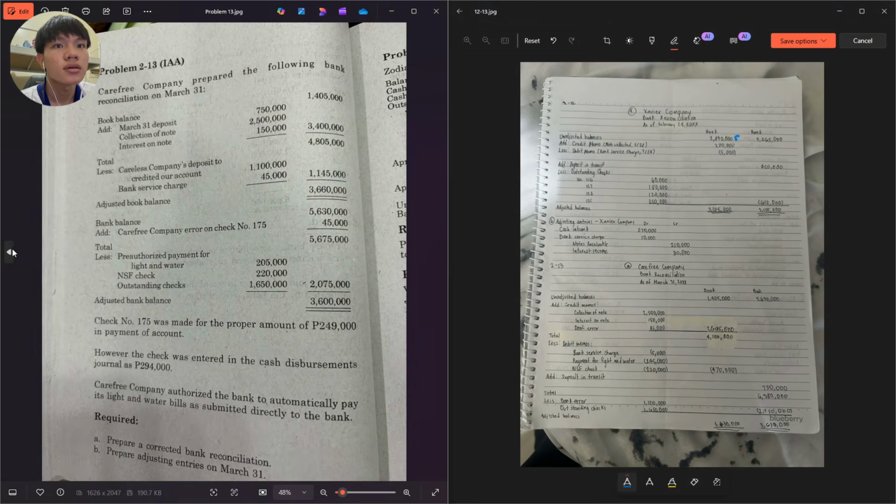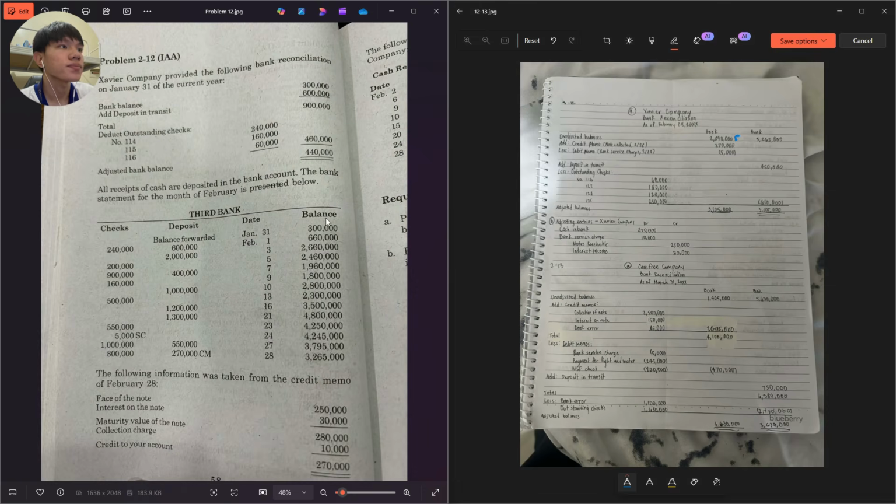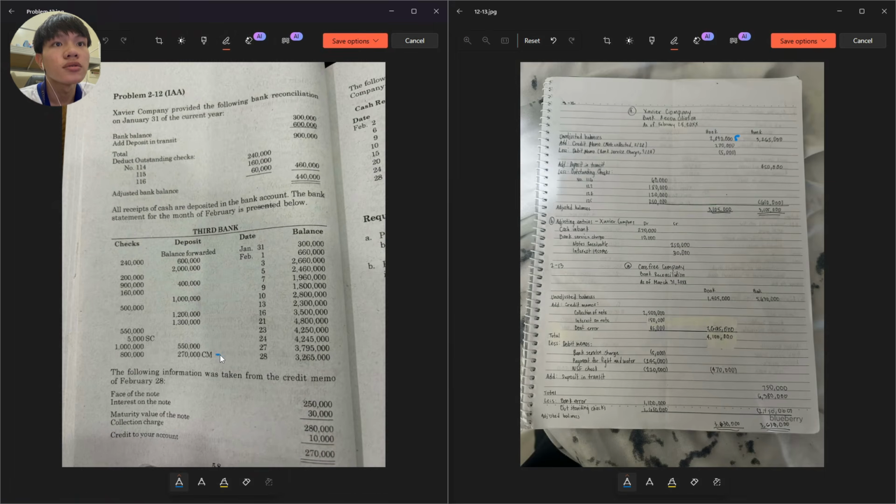And then we look for the credit memo. So this one, credit memo here is 270,000. Service charge is 5,000. That's the debit memo here, so 5,000. Then if you add and subtract that all up, you will end up with 3,105,000, which is our adjusted balance per book. And then for the balance per bank, the unadjusted balance per bank is 3,265,000 derived from here.